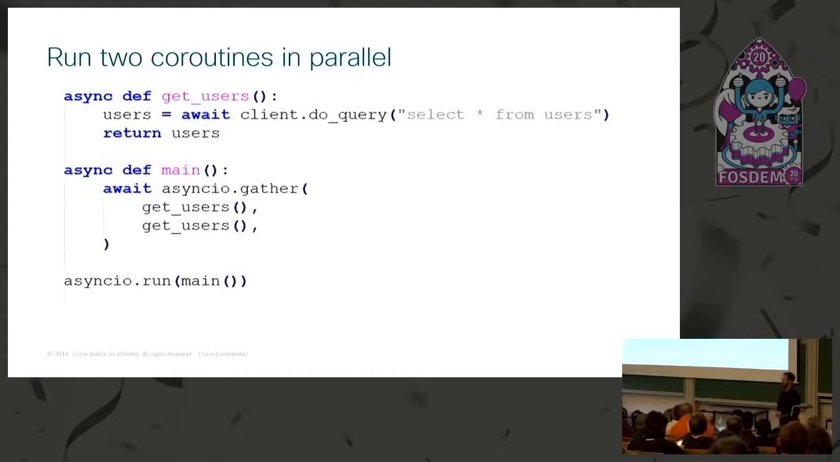This one. Gather can take as many functions as you want. It takes them as positional arguments. You can pass as many coroutines as you want to Gather.